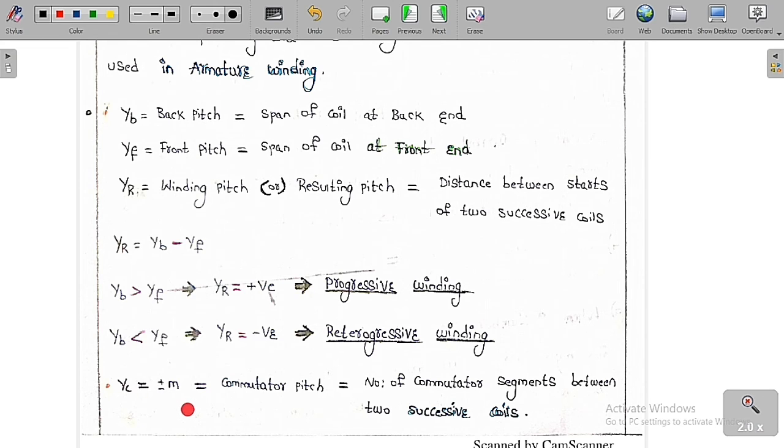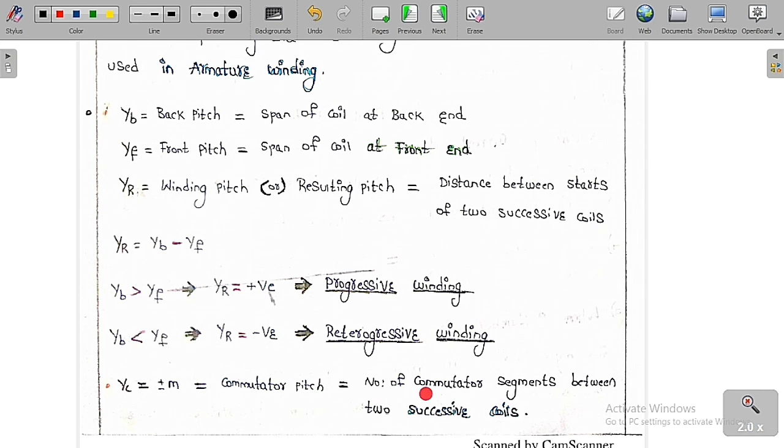YC is equal to plus or minus M. It is called the commutator pitch: the number of commutator segments between two successive coils. So this is a very important formula, YC is equal to plus or minus M, called the commutator pitch. Here, it is the number of commutator segments between the two successive coils, YC is equal to plus or minus M. So YC is called the commutator pitch.